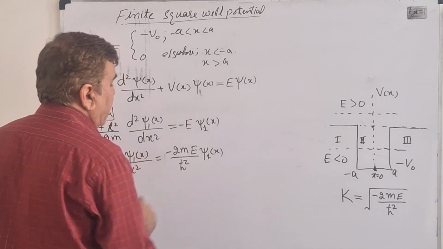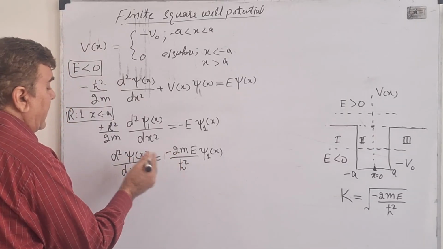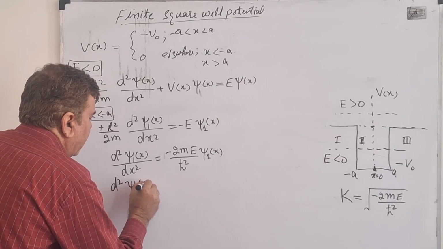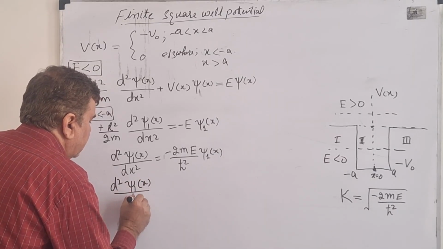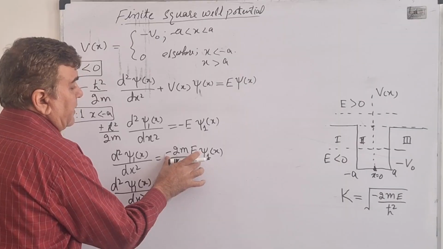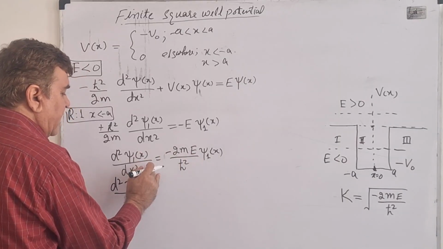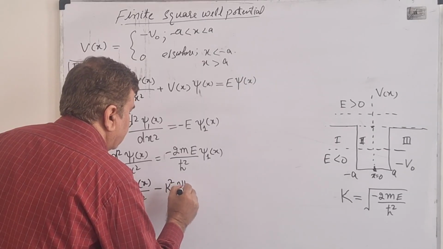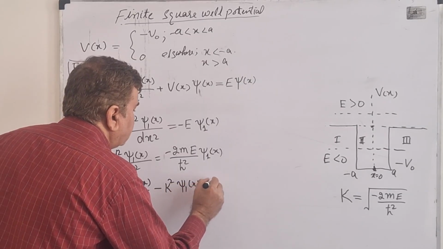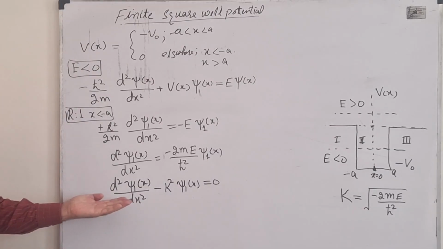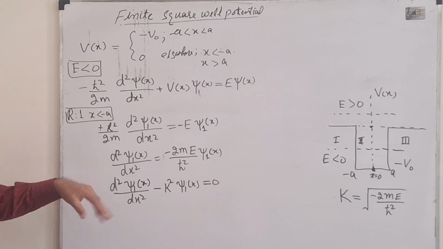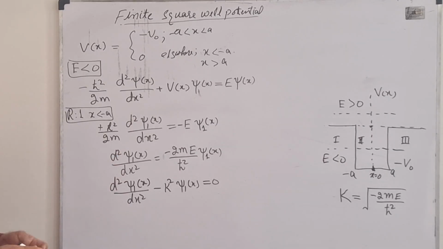So k is a positive real, and I take this to write the equation in this form: d squared psi 1 of x over dx squared. This whole thing is k squared, and I'm taking that k squared to this side. It becomes minus k squared, and I write this as minus k squared psi 1 of x equals 0. And this is a well-known second order differential equation. You may have seen such equations repeatedly in your classical mechanics and other courses.